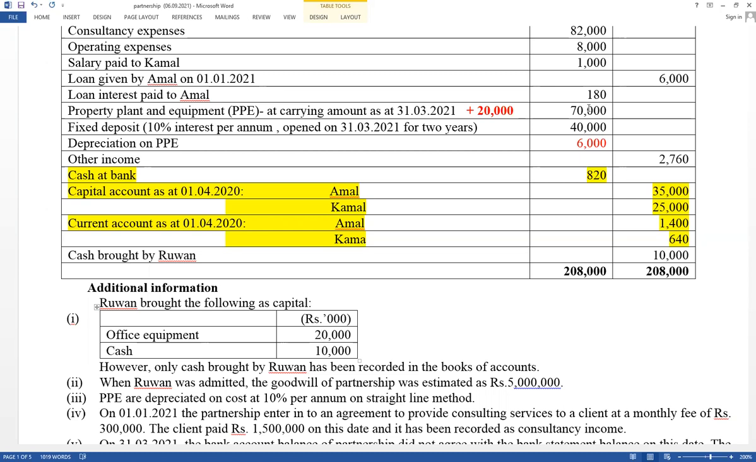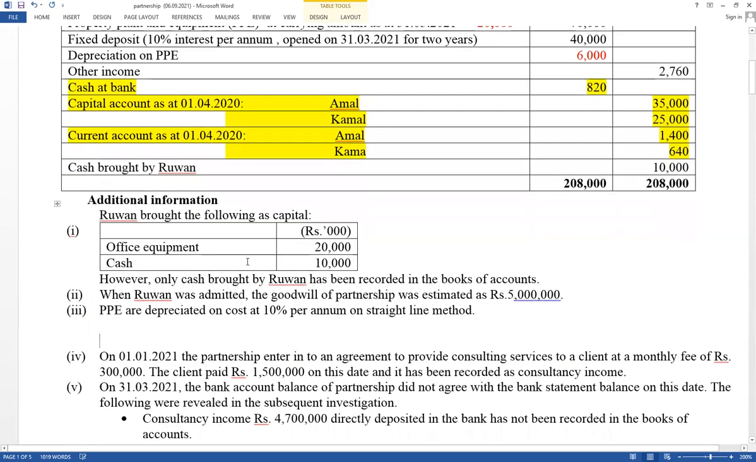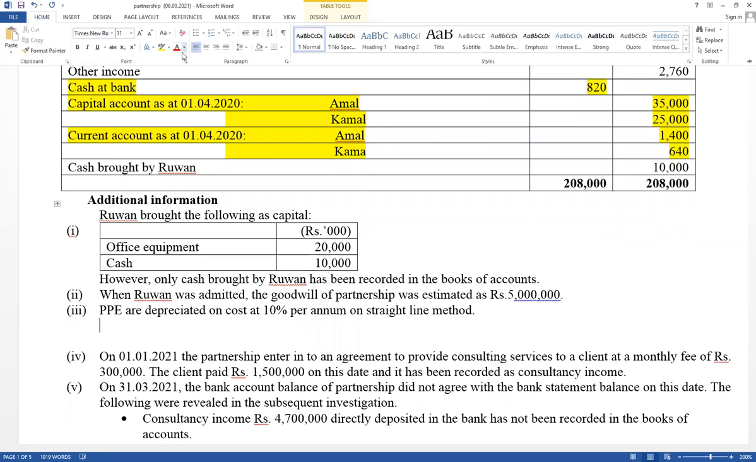The new partner was also admitted at the beginning of the year. Therefore, office equipment was also available for the entire year. Based on that value, you have to calculate depreciation. Therefore, try to calculate depreciation based on office equipment. That is also part of property, plant and equipment. Therefore, now try to calculate office equipment depreciation.